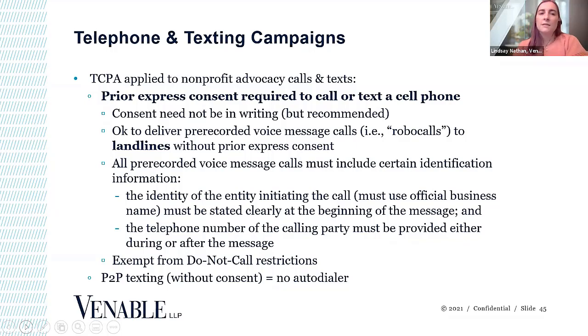And it is okay to deliver pre-recorded voice message calls or robocalls to landlines without prior express consent, but not to cell phones. Pre-recorded messages must contain certain identification information. So if you're going to do a robocall campaign, you need to include the identity of the entity initiating the call. You have to state it clearly at the beginning of the message. And you need to provide the telephone number of the calling party at some point during the message or after the fact.